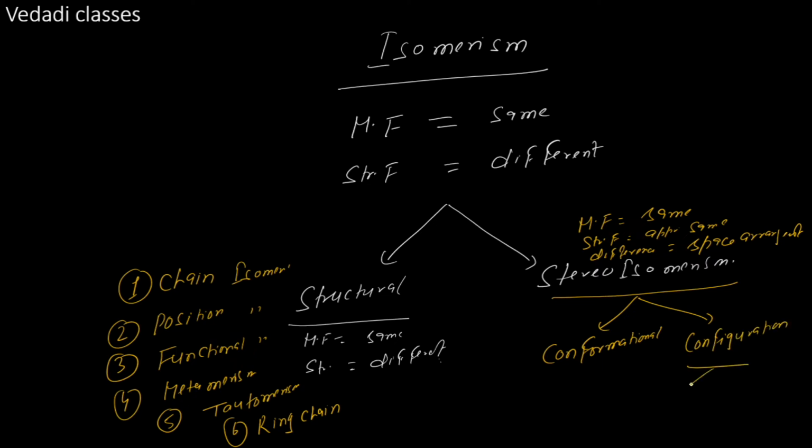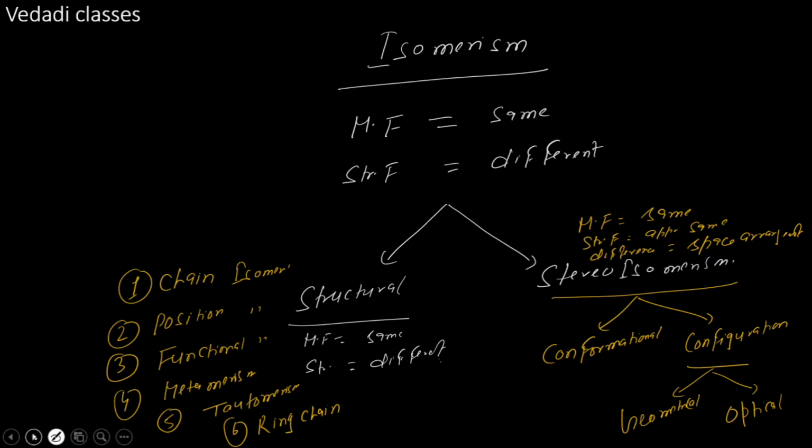Configurational isomerism is further of two types. One is known as geometrical, and the other is known as optical isomerism. So how many types do we have? We have 2: conformational and configurational, and then geometrical isomerism and optical isomerism. We will study one by one.